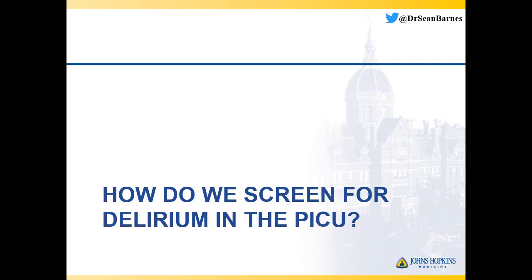So how do we screen for delirium? This is really important because delirium is one of those diseases where if you're not screening for it, you're probably going to miss it. And we saw that in internal data at our institution, and others have replicated that as well. You simply have to look for it or you're going to miss it.